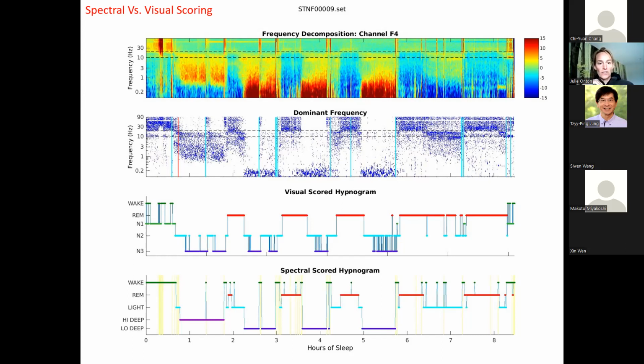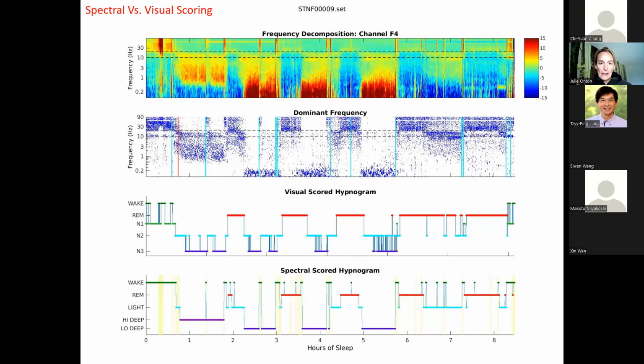Okay, so just to orient you, the third panel down says visual scored hypnogram. The dark green is for wake, so both of us have what's called wake. Then they have a stage called N1, which I don't bother scoring. So that one I put in light green, doesn't correspond to anything in my scoring. N2 basically corresponds to my light sleep, and so I put both of those in cyan. N3, which is their just deep sleep, all deep sleep, I put in dark blue. My deep sleep is separated into high deep, which is in magenta, and low deep, which is in dark blue.